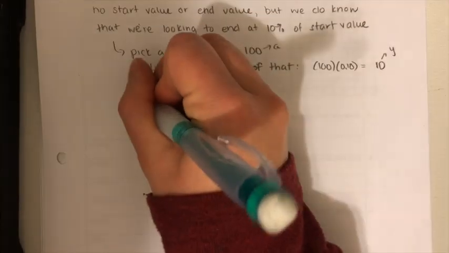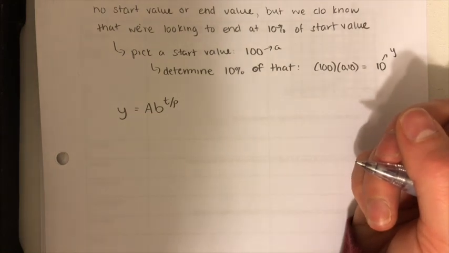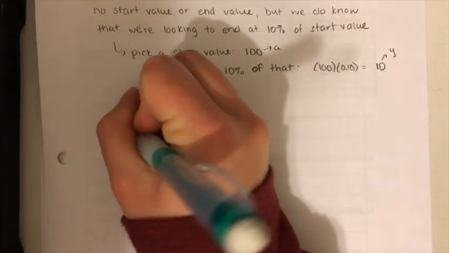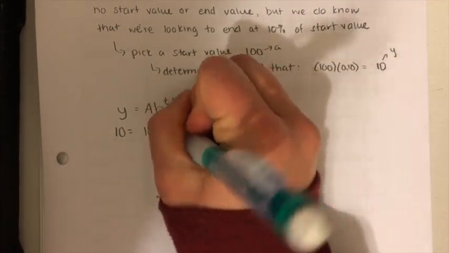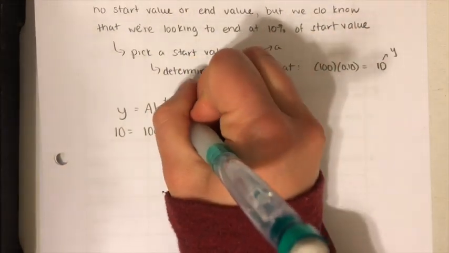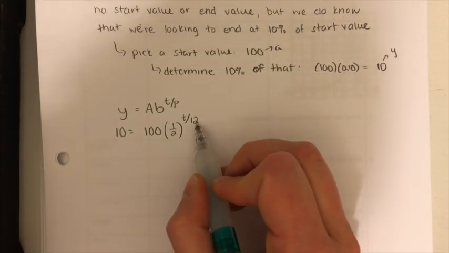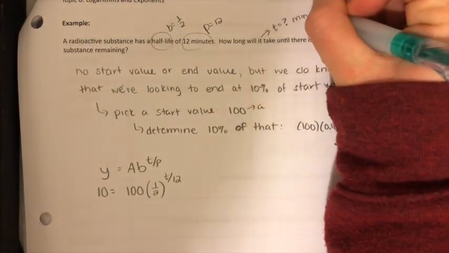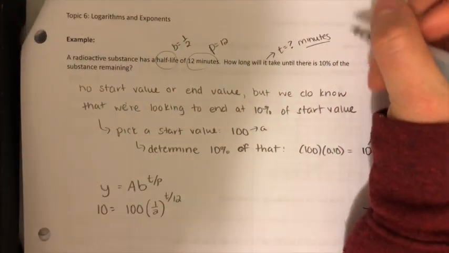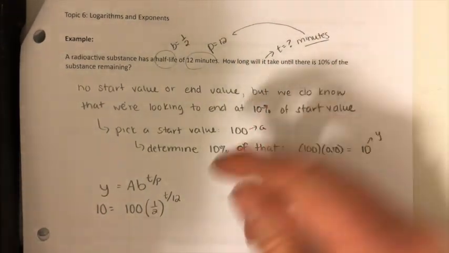So I'm going to plug that in. So I've got A, B to the T over P equals Y. So Y is 10, A is 100, B is 1/2, T is our unknown, and then P is 12 minutes. So if this one's in minutes, we know that T is also going to come out in minutes, okay, because this has to match that one.